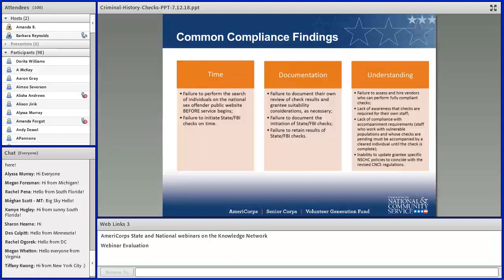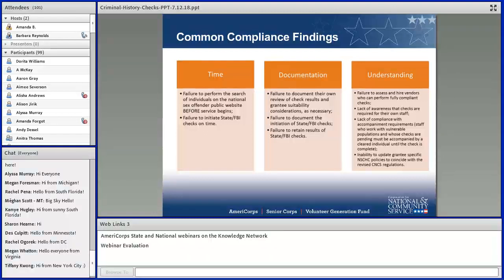Then you've got documentation. It's just failure to document adjudication. Sometimes you're going to get results where there are no results, right? You get NSOPW with no hits, FBI with no hits. You still have to adjudicate that. You still have to have written documentation that you've reviewed it and this person is clear to serve. There's failure to document initiation of state and FBI checks. You guys have the flexibility of defining initiation as long as it's one step beyond getting consent and it's towards getting a criminal history check. That should be documented in your policies and procedures, and you should be following that then.